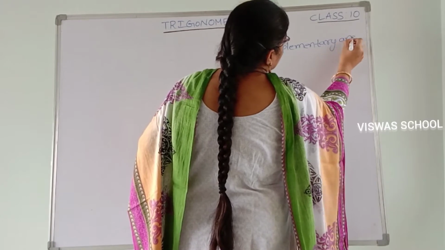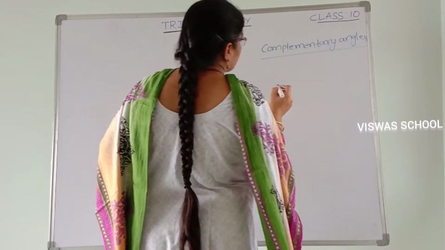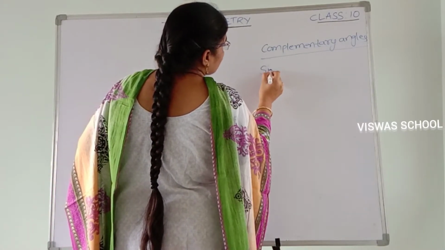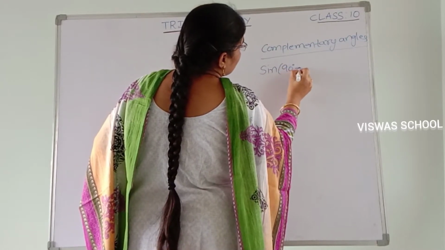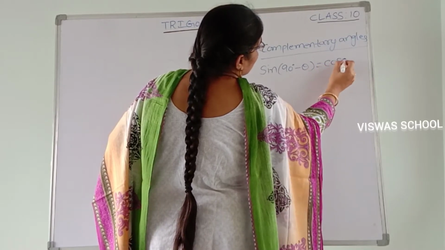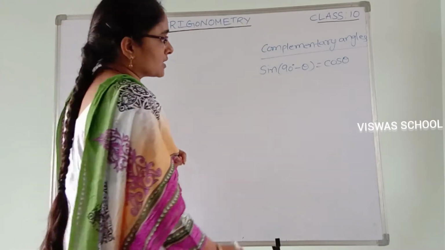Complementary angles. What are they? Sine of 90 degrees minus theta is equal to what? Its complementary is cos. Sine complementary is cos.